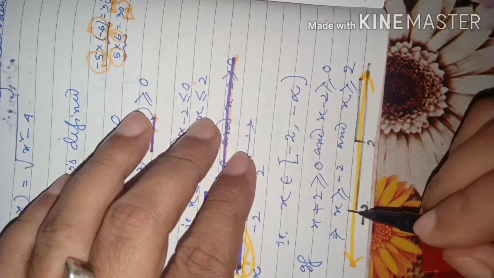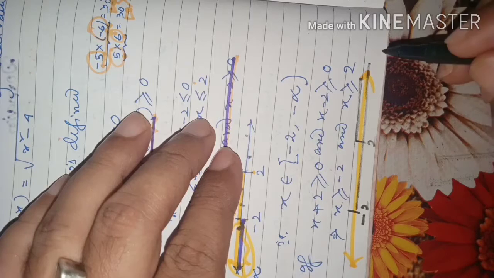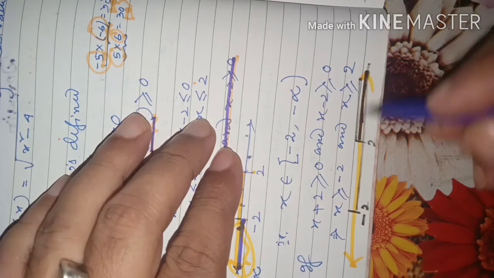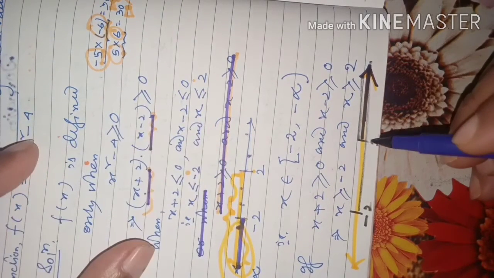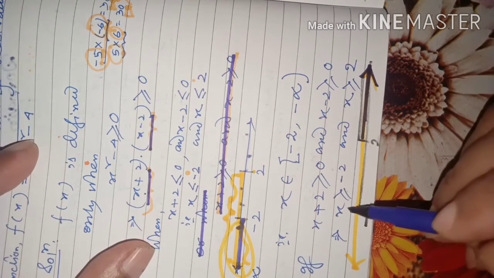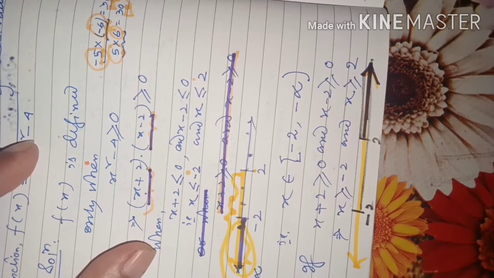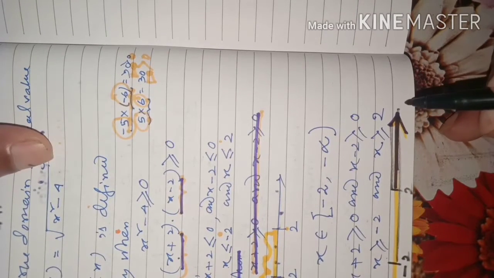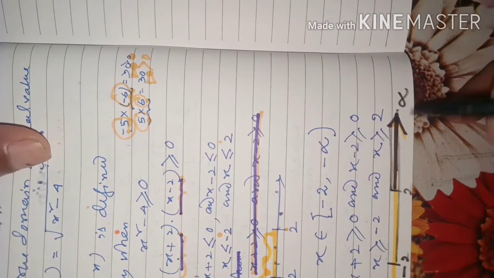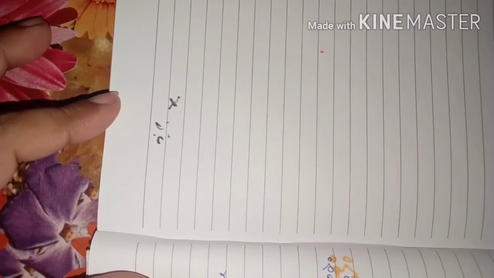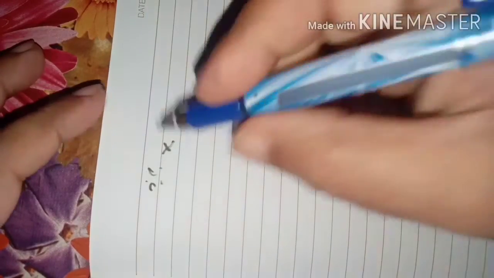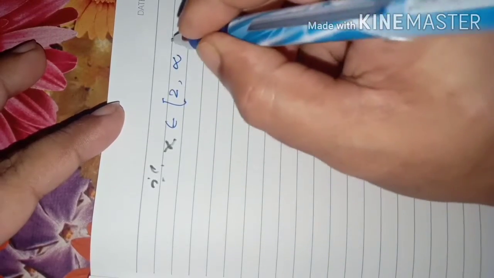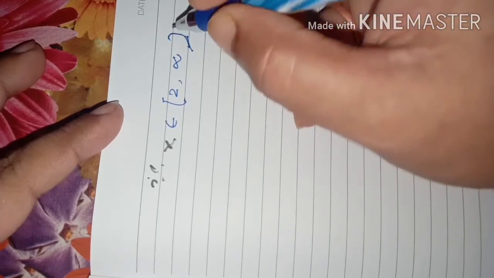Then what is the common part of x greater than -2 and x greater than 2? The common portion is this portion, which is x greater than 2. So from these two statements we understand that x is greater than or equal to 2, and that means starting from 2 to positive infinity. So we can say x belongs to 2, where 2 is included, to positive infinity. At positive infinity, this is an open bracket.